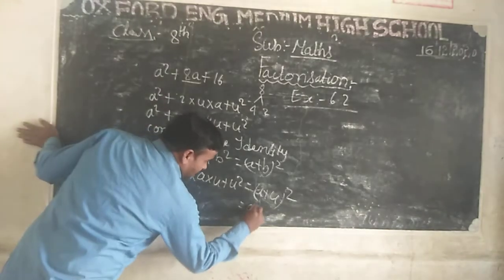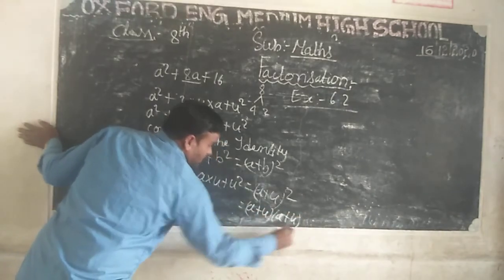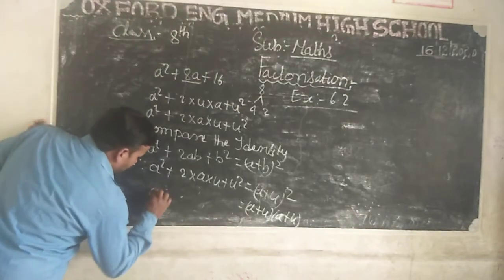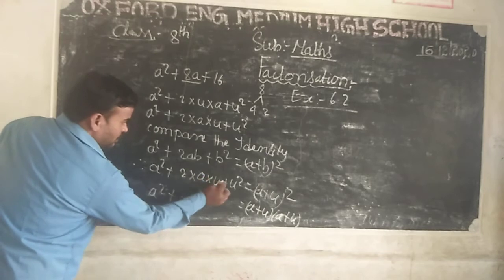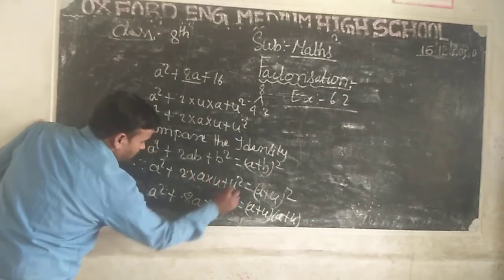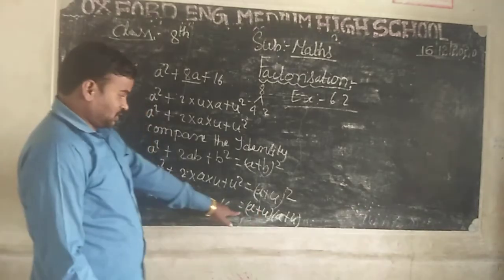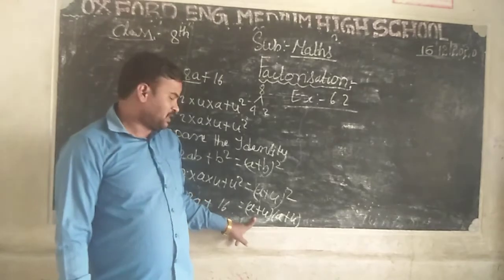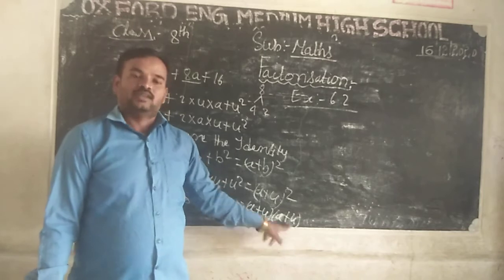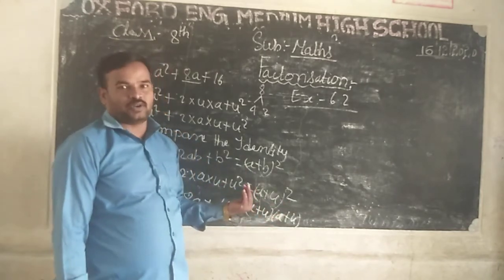Or a plus 4 into a plus 4. Finally, we can write a square plus 2 into a into 4, that is 8a, plus 4 square, that is 16. So a square plus 8a plus 16 has factors a plus 4 and a plus 4. Do you understand? These types of sums you already solved in the previous video class.